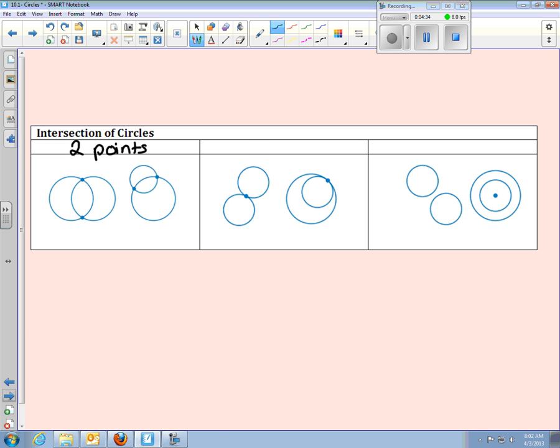Our middle ones intersect in 1 point. And our last one has no points of intersection. Now ask yourself, could I have 2 circles that are going to intersect in 3 points? What about 4 points? What about 10 points? So think about those and see if you can come up with an answer for tomorrow.